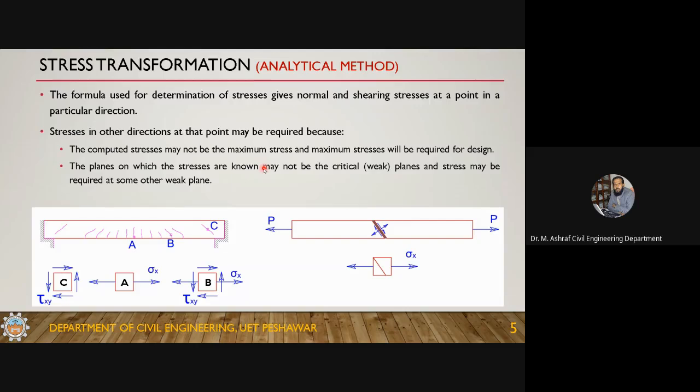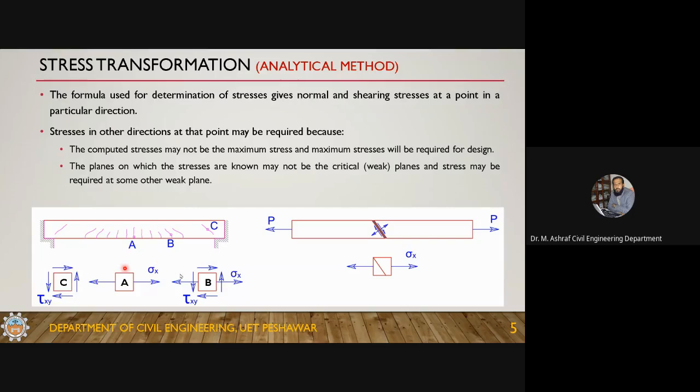You need to transform stresses from one plane. Transformation does not mean transformation from one point to another point. No, this transformation is from one orientation to another orientation at the same point. So let's talk about this first bullet, that the stresses you are calculating may not be the maximum stresses.